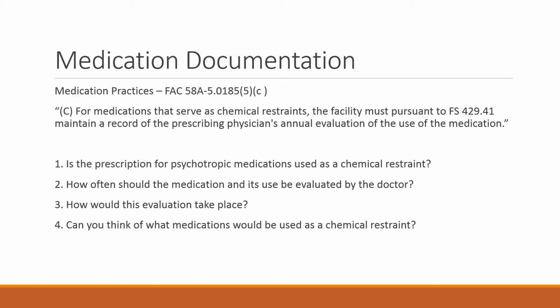Now, let's say in a senior living facility, the use of psychotropic medication, in fact, could be considered to be used as a chemical restraint, in which case this section would require you to do what? You would have to maintain a record of the prescribing physician's annual evaluation and use of that medication. So, how often should the medication and its use be evaluated by the doctor? Yes, the correct answer is annually. How would this evaluation take place?